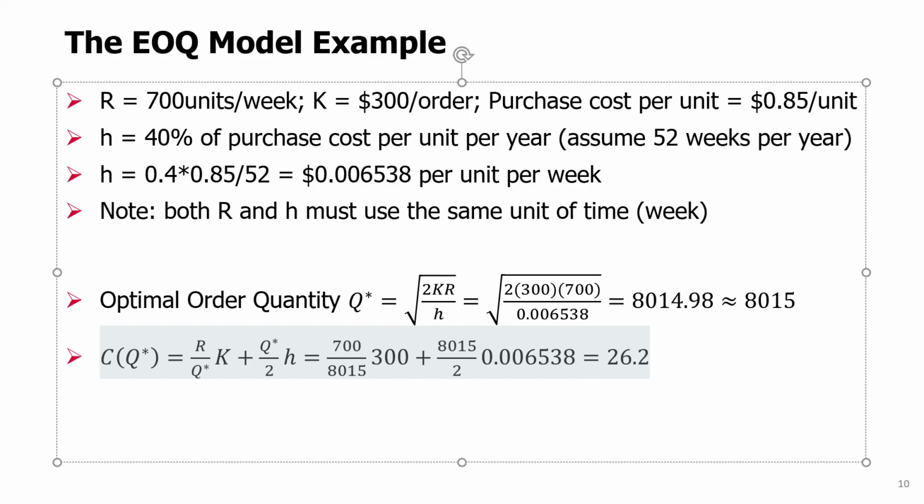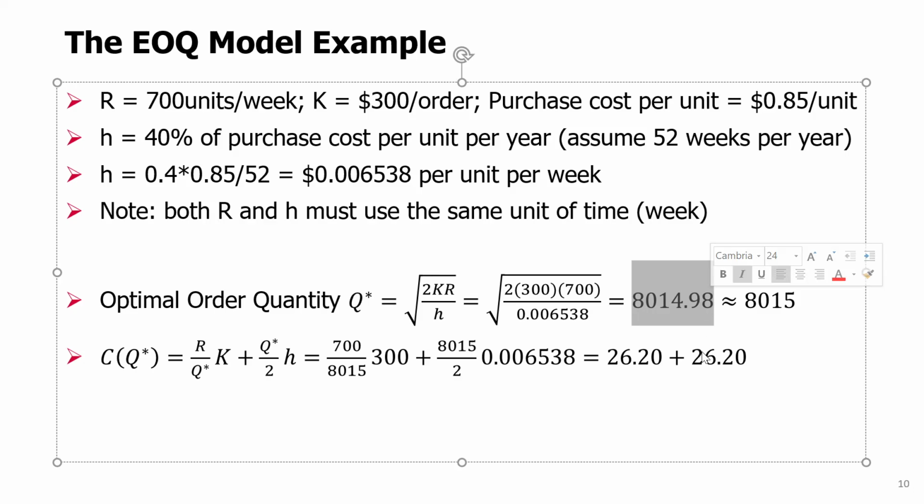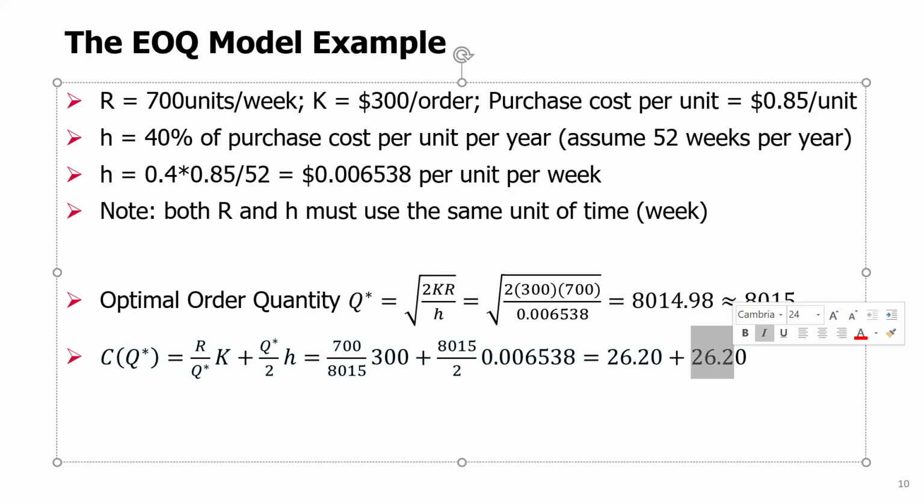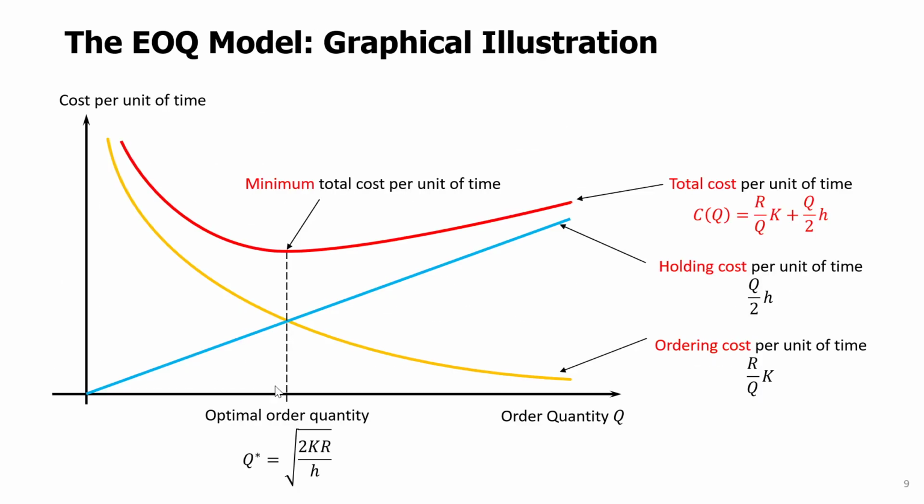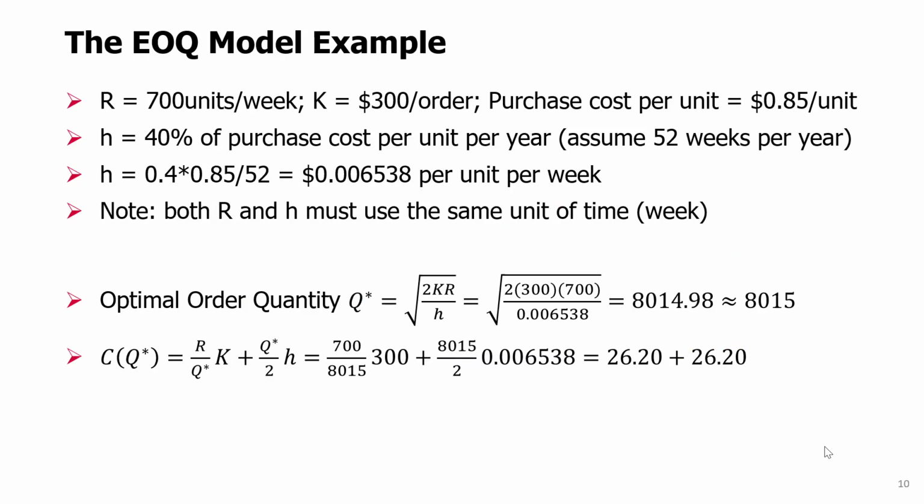And then if you do the calculation of the second part, you'll also see 26.20. And this is expected. There could be a tiny difference between those two because we slightly rounded the quantity. But if you plug in the exact optimal quantity, you should get this part equal to this part. The ordering cost should be equal to the holding cost, because if you recall, we said that at the optimal quantity, the holding cost and the ordering cost should be equal. So this is what we see here.